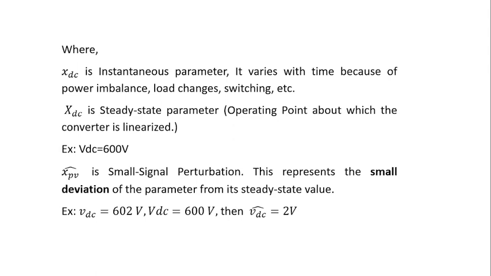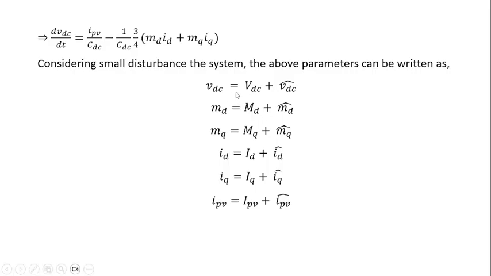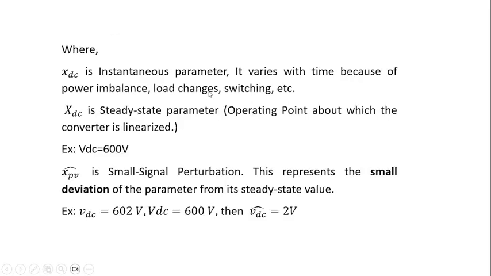Here assume the parameter is X, it may be voltage, current, or PV current. It is an instantaneous parameter, like small vDC. This is the instantaneous parameter, which varies with time because of power imbalance, load changes, switching, etc. Capital XDC is a steady state parameter, the operating point about which the converter is linearized.